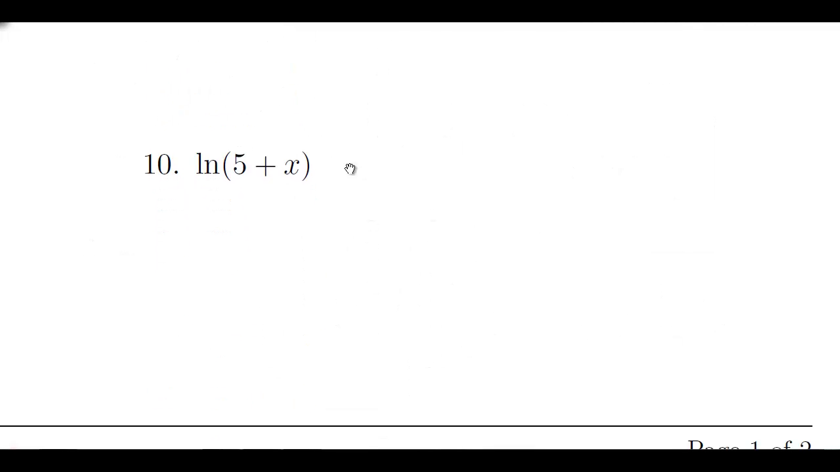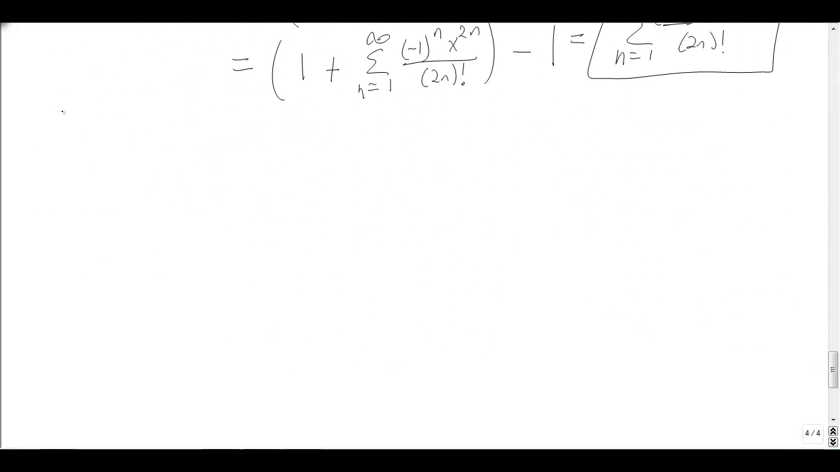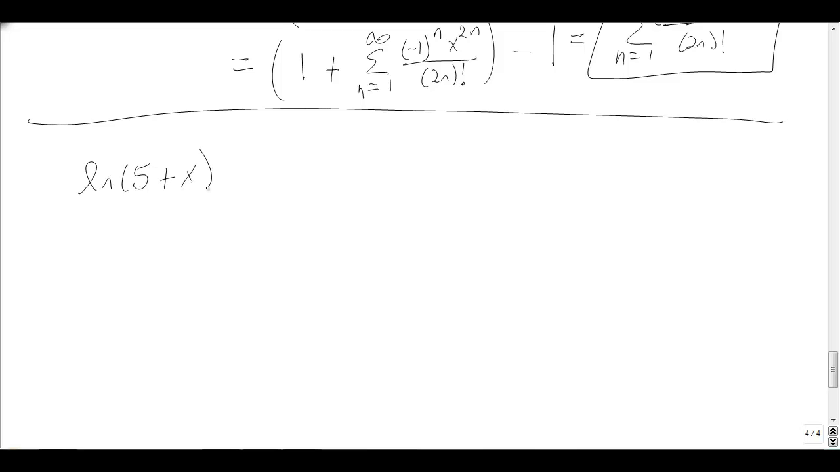All right, next one, natural log of 5 plus x. So let's look at this, natural log of 5 plus x. Now, the series we have is natural log of 1 plus x. This should be the sum n equals 1 to infinity, negative 1 to the n plus 1, x to the n over n. So this looks like about the right thing here, but what I'm going to have to do is really change that 5 somehow to a 1 here. So let's work on natural log of 5 plus x.